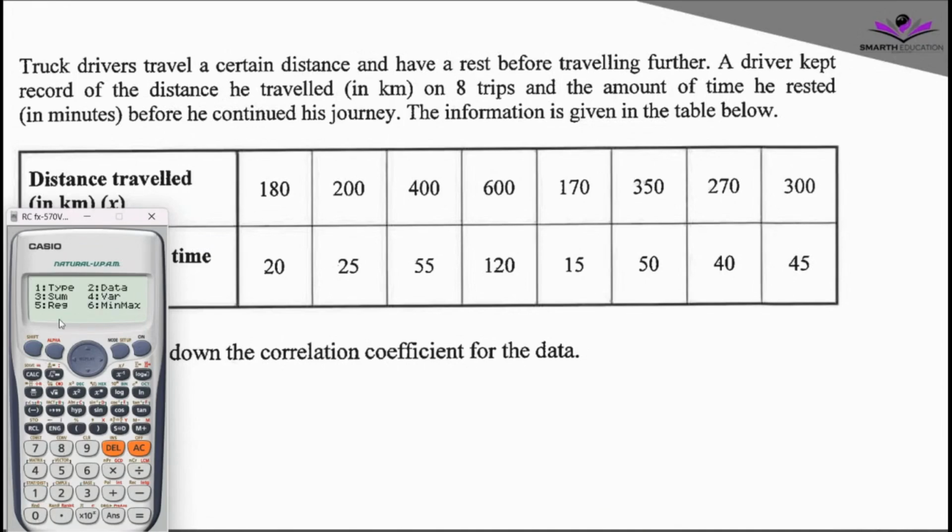Okay, what are we looking for? We're looking for the correlation coefficient. So you press 5, right, for regression there, and then you're looking for R, which is 3 in this calculator, and then press 3, and then equals. So this is our correlation coefficient, 0.982970196, but in two decimal places this is 0.98.